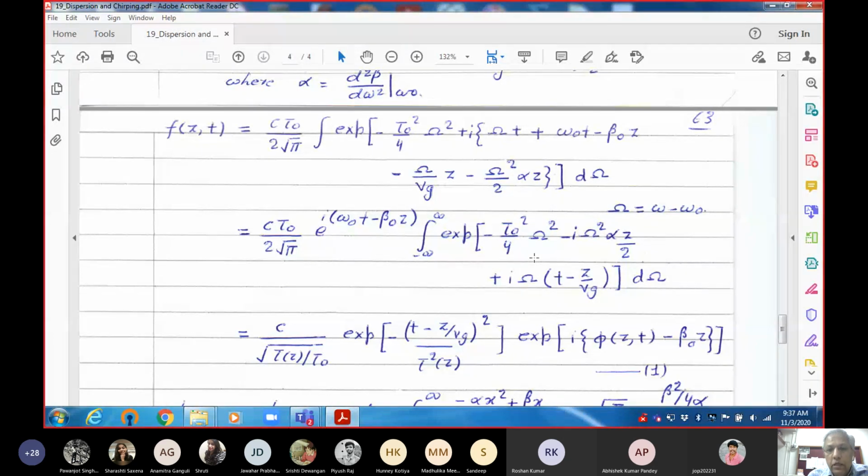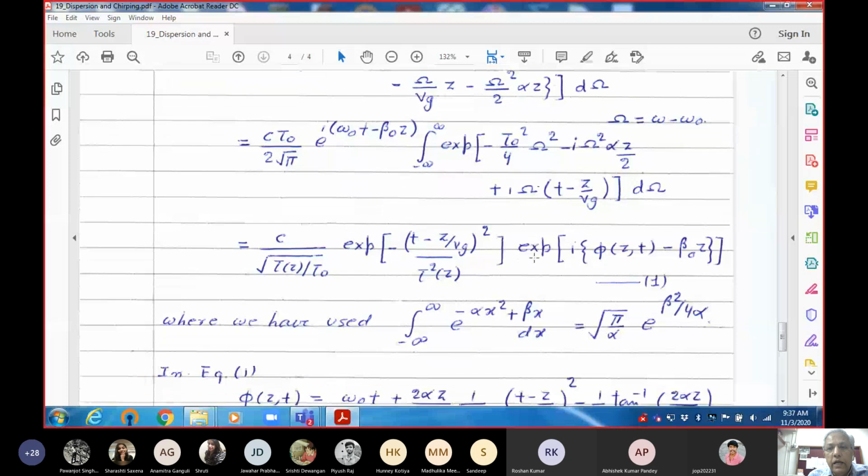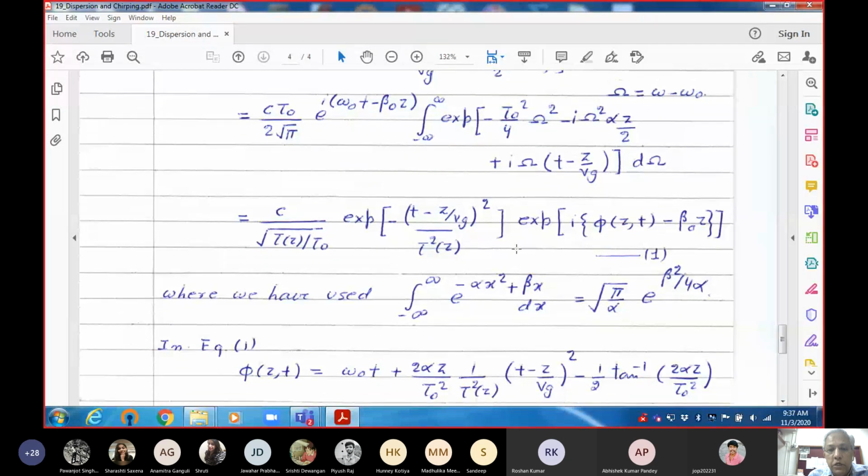And this integral can be evaluated analytically if we use this standard integral, from minus infinity to plus infinity of exponential of minus alpha x squared plus beta x dx, which is given by square root of pi by alpha times exponential of beta squared by 4 alpha. So in this case, you identify what is alpha here and what is beta here. This beta is just a constant over here, it is not the propagation constant. So using this standard integral, the output pulse shape comes out to be this.